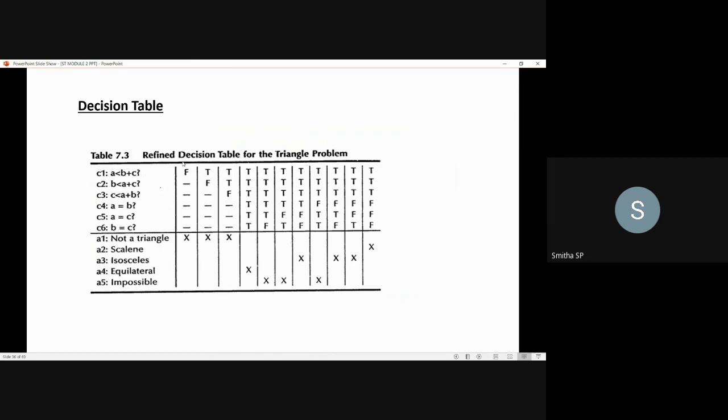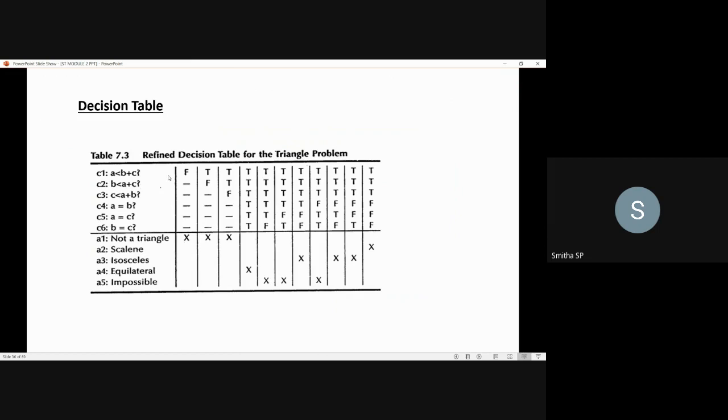Now for C1, A is less than B plus C. If any one of these conditions C1, C2, C3 fails, it is not forming a triangle at all. So when the condition A is less than B plus C fails, what should be the necessary action? It is not a triangle.